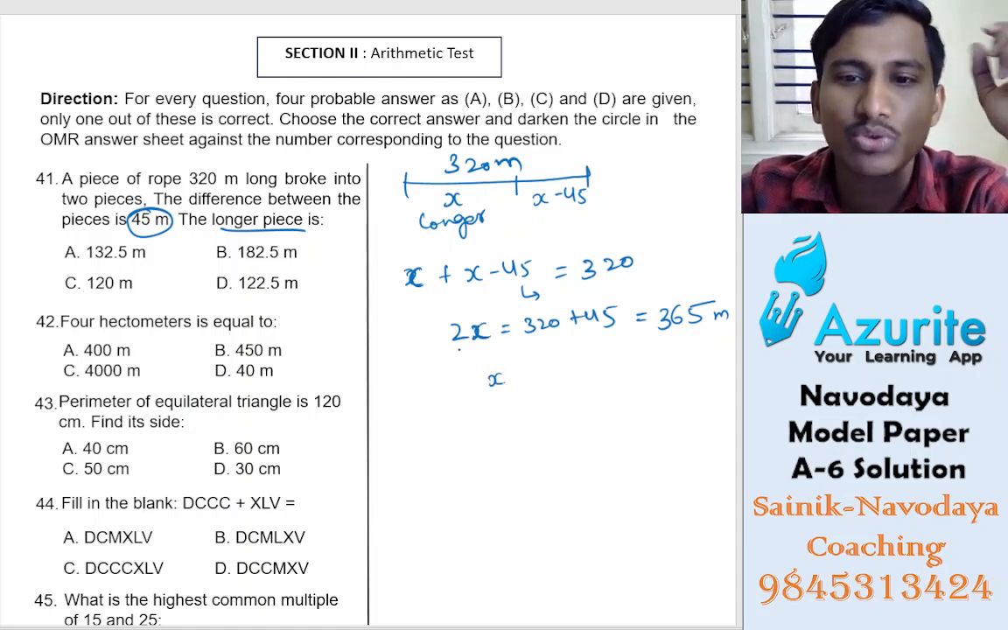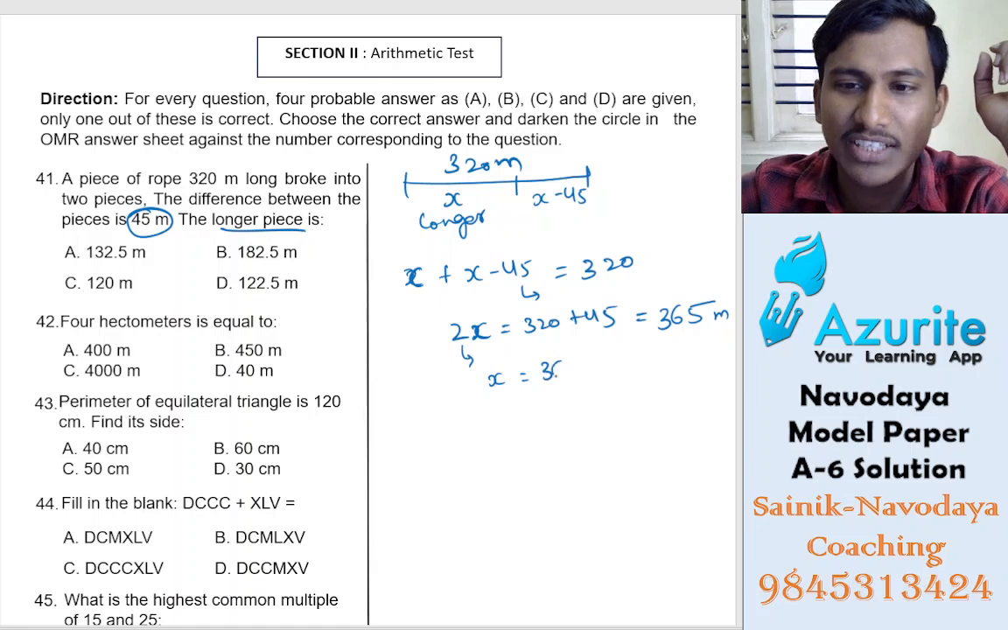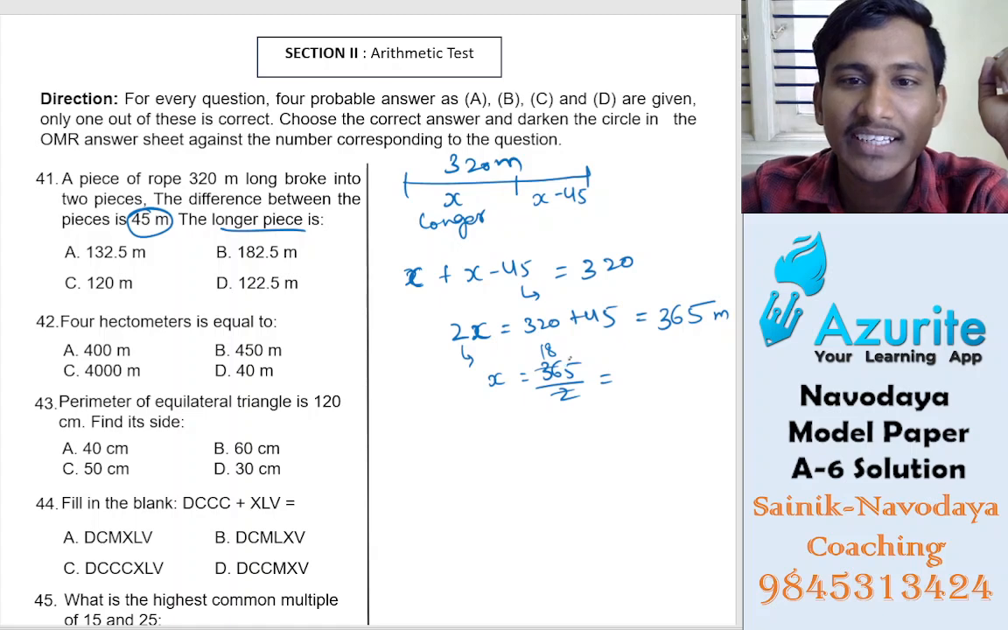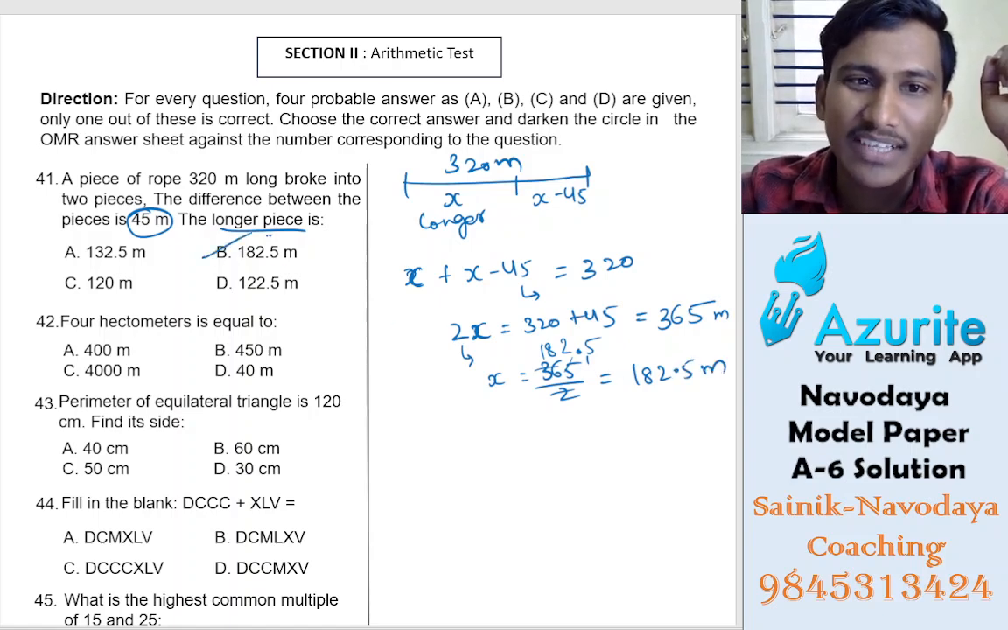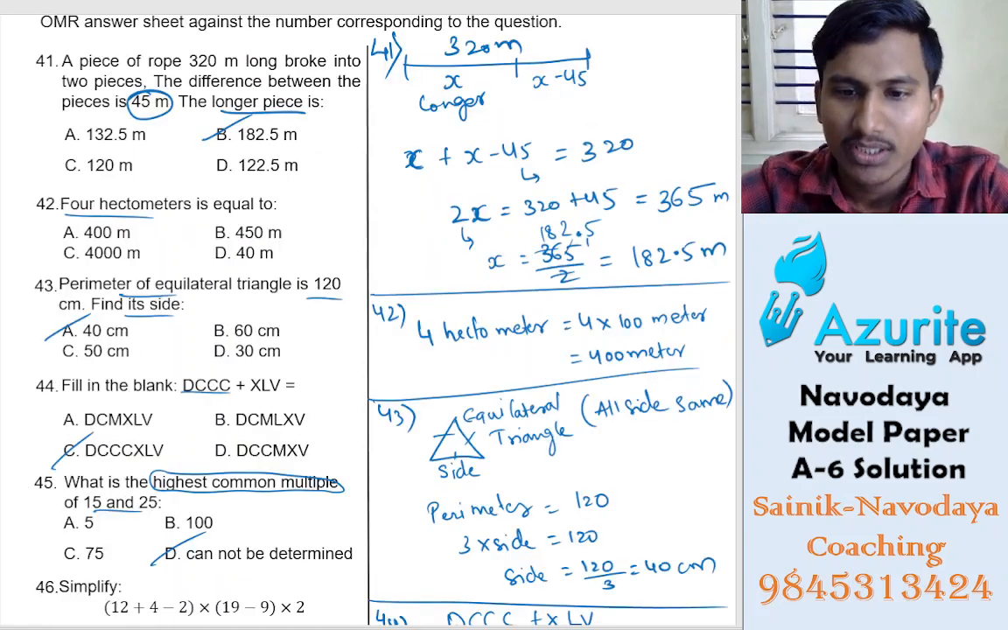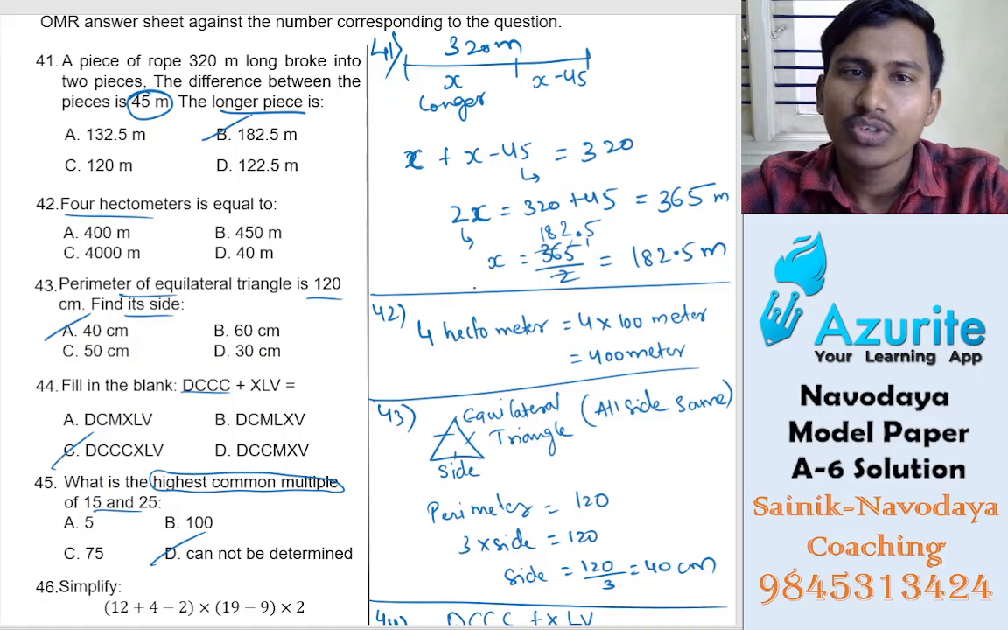X will be, we have to divide by 2. So 365 divided by 2 will be how much? 2 1s are 2, 2 8s are 16, 2 2s are 4 and 1 will be remaining, point, 2 5s are 10. So 182.5 meter will be the answer. This is how you have to do it. Understood?